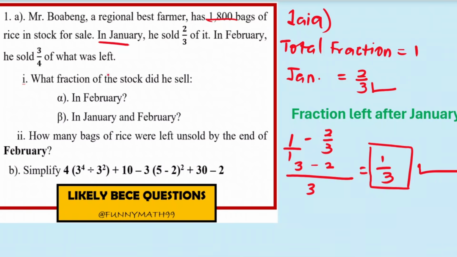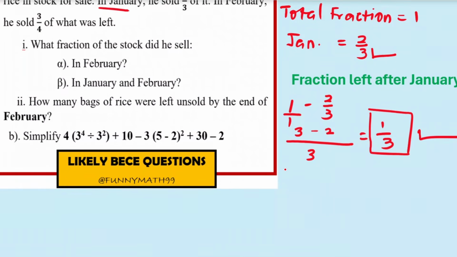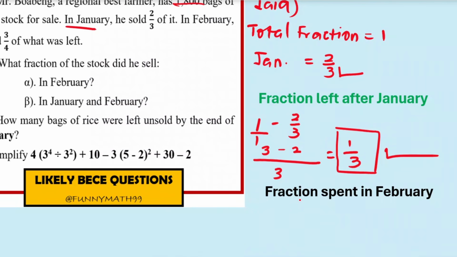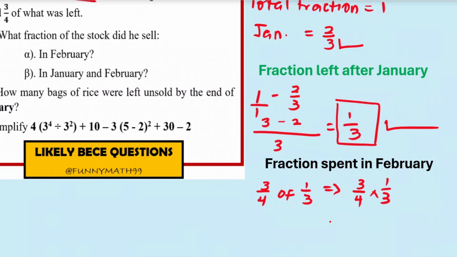So 3/4 of this is going to be 3/4 times 1/3. So this is going to be the fraction spent in February. So we have 3/4 of 1/3. I should know that 3/4 of 1/3 means 3/4 times 1/3. So this is just a simple multiplication that we're going to do. We can even do cancellations here. 3 can cancel this one. It can also cancel this. So we have 1/4 times 1/1, which is going to be 1/4, because 1 times 1 is 1 and 4 times 1 is 4.